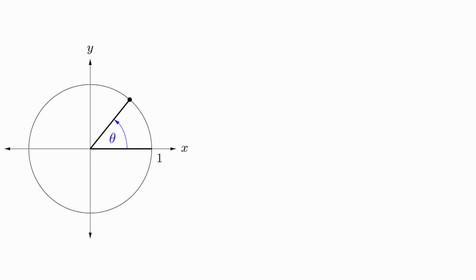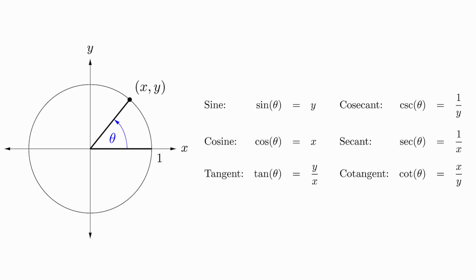Recall that the unit circle is one of the ways that we can compute the values of trigonometric functions. If we draw the unit circle and draw an angle in standard position, the coordinates of the point where the terminal side intersects the unit circle gives us the values of the functions according to this chart.